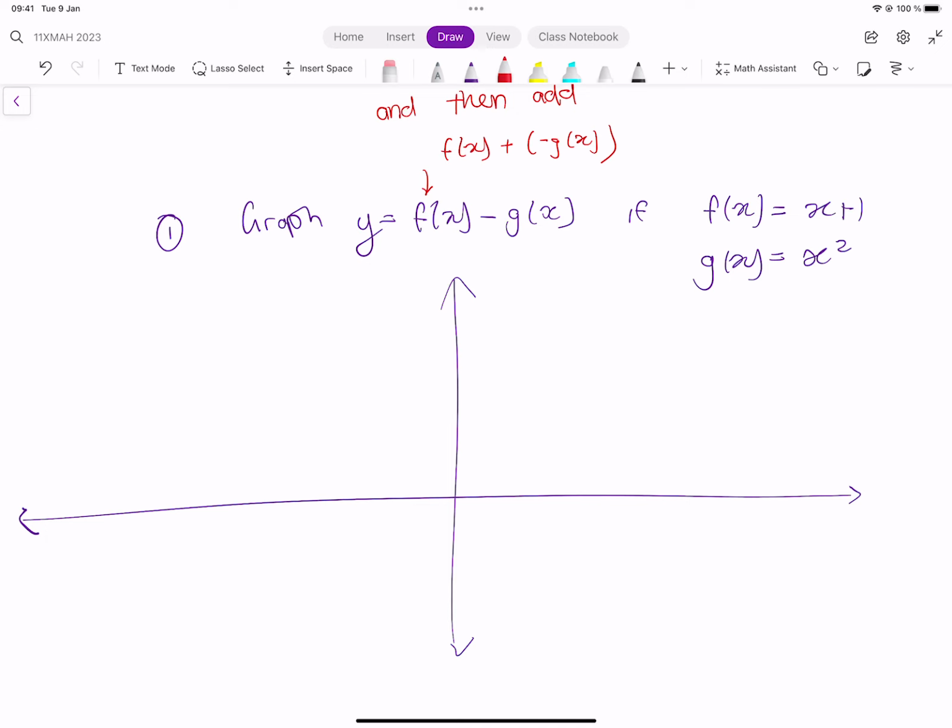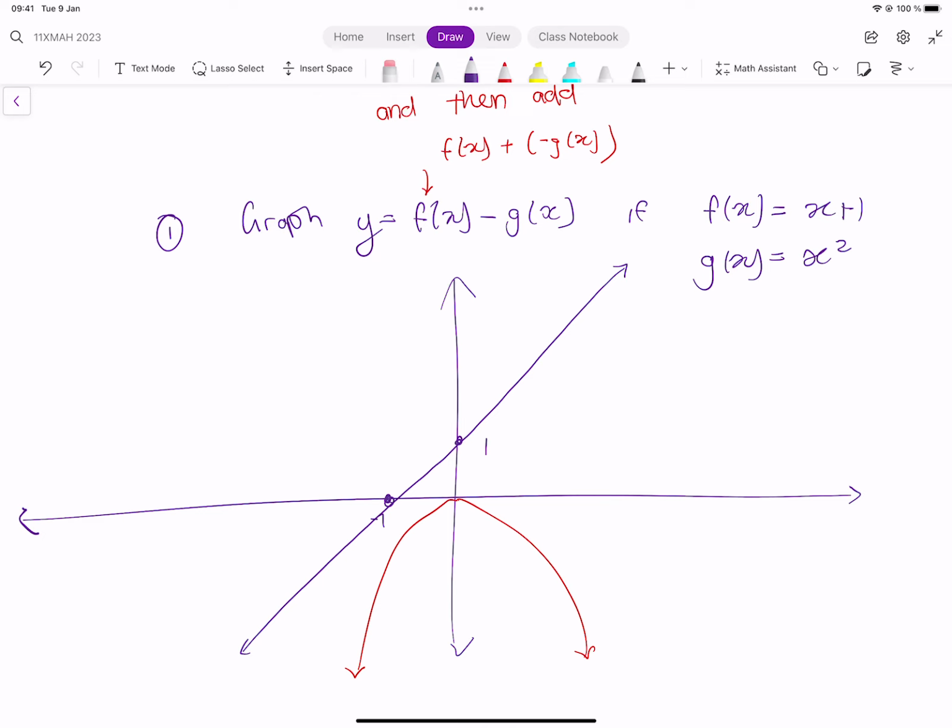Now g of x is a parabola, x squared, it looks like that. Minus g of x is just the parabola flipped upside down. So we've got that, and that's minus g of x. Then we're going to graph f of x, which is x plus 1. That's 1, that's minus 1. And that looks like that.